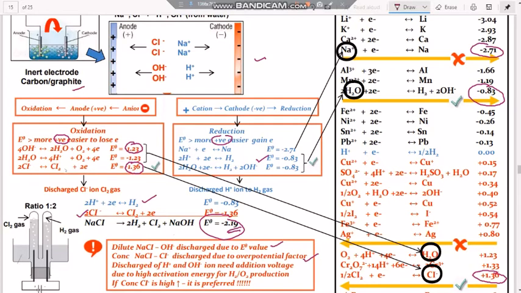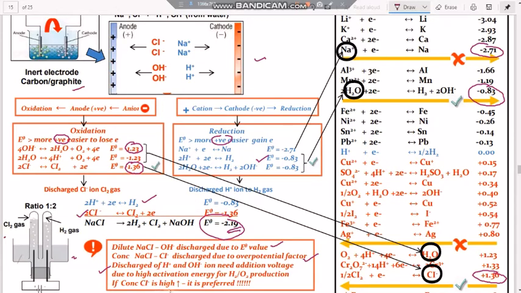That is called the overpotential factor. Because of this only it will get deposited. Here is the only confusion that can be observed. How can you overcome the confusion? Discharging H plus and OH minus ions needs additional voltage due to high activation energy for hydrogen and oxygen production. So to produce hydrogen and oxygen, more potential is required.